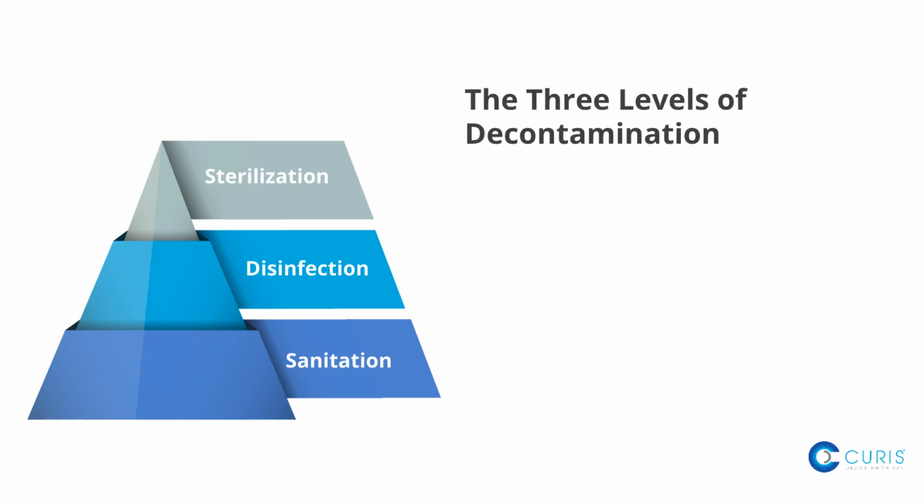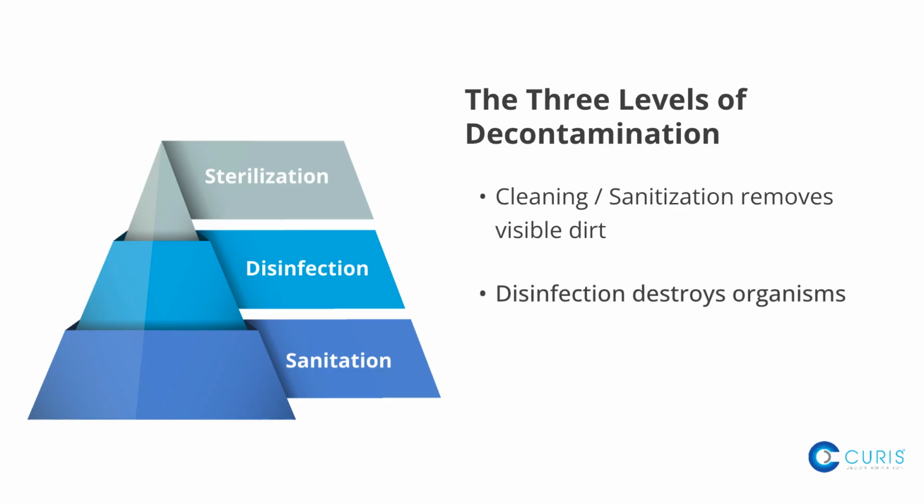Effective contamination control relies on three key processes. Cleaning removes visible dirt and organic material, reducing bioburden and preparing surfaces for treatment. Disinfection follows, using chemical or physical methods to destroy microorganisms and reduce contamination risks. And finally, sterilization represents the highest level of control, eliminating all forms of microbial life, including highly resistant spores. Together, these layers create a comprehensive defense against infection.